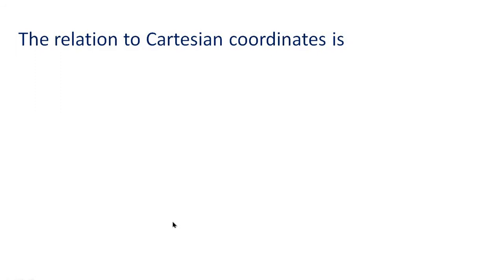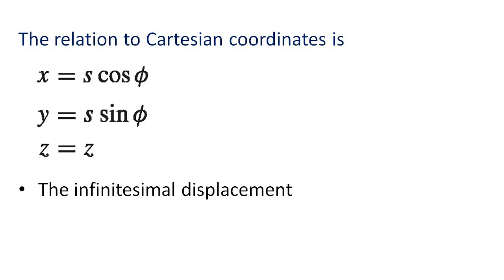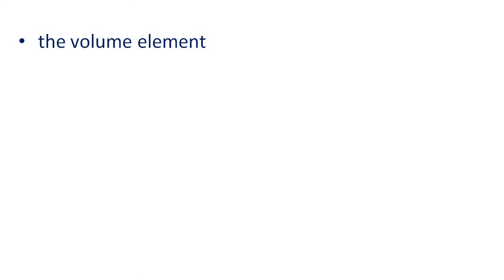The relation to Cartesian coordinates is given by x equal to s cos phi, y equal to s sin phi, z equal to z. The infinitesimal displacement dl is given by dl equal to ds s cap plus s d phi phi cap plus dz z cap. The volume element d tau equal to s ds d phi dz.